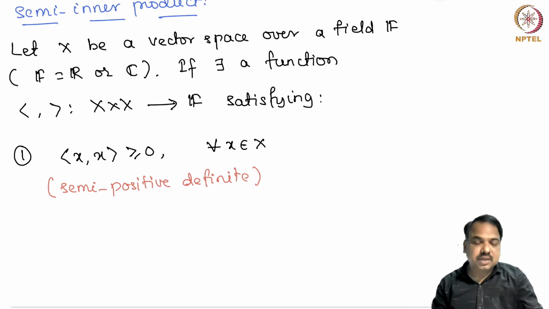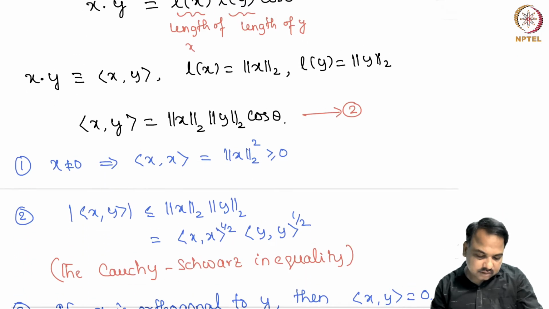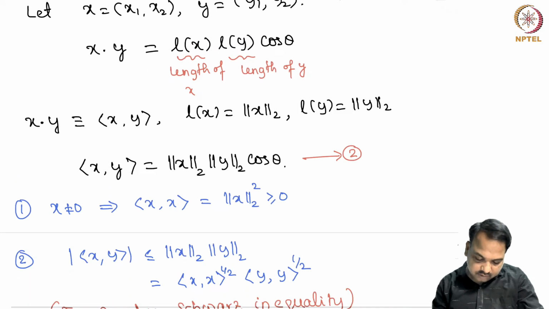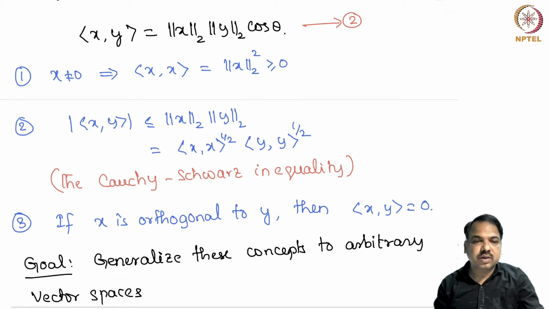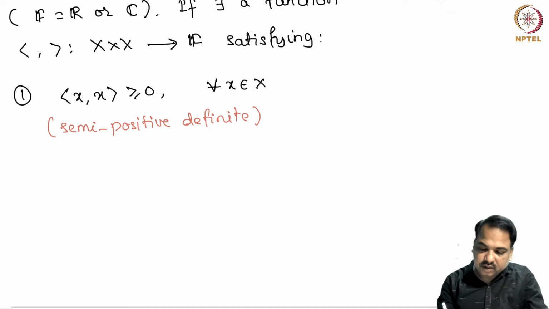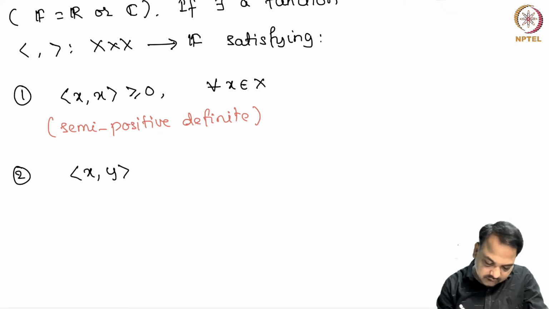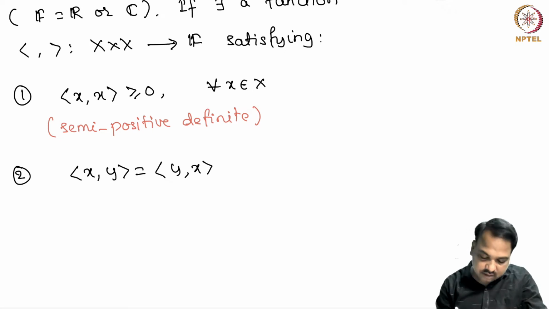This condition is very natural because if you look at here, the scalar product of x with x, we have observed that it is length of x square, which is always positive. So we want to generalize the concept of scalar product. So for that, actually we need this condition. The second condition: if you take the semi-inner product of x with y, that should be the semi-inner product of y with x, bar. This is for every x, y in X.